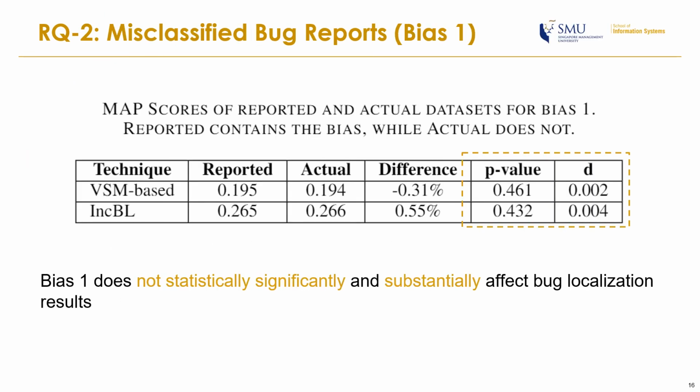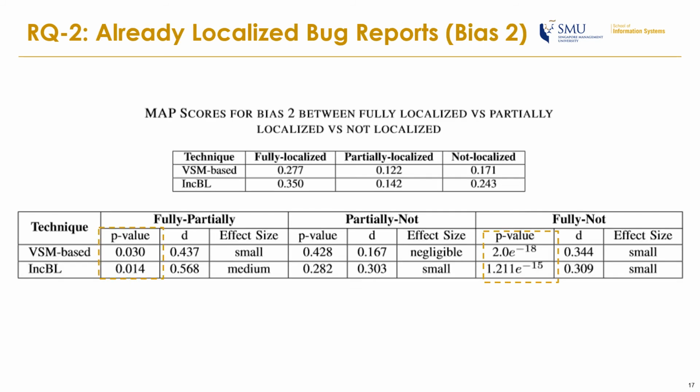For the MAP metric, the difference between the reported and actual for both techniques is also small. The VSM-based technique achieves a higher score on the reported dataset, while IncBL achieves a higher score on the actual dataset. The results are in line with the Hit@1 and MAP, where we conclude that bias 1 does not statistically significantly and substantially affect bug localization results.